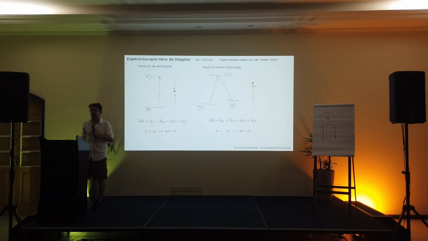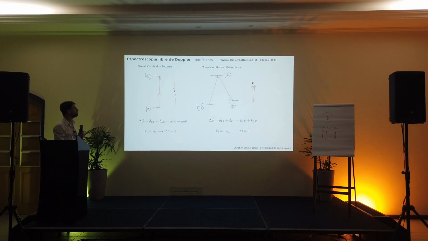But in total, the total energy from the two photons will be the same. There's another possibility, which is doing Raman transitions, where you go from a ground state close to an excited state. Normally you have some detuning here, and then you go back to a ground-ish level, which is, again, at a lower energy than the excited state.